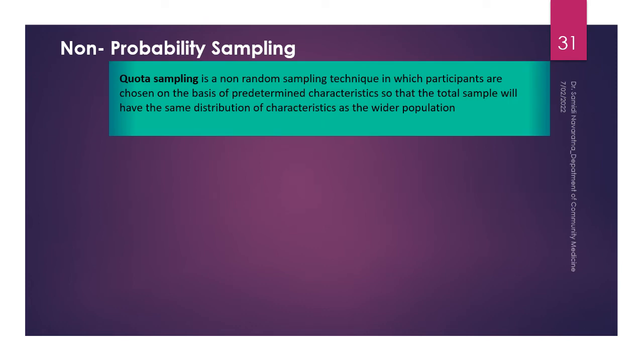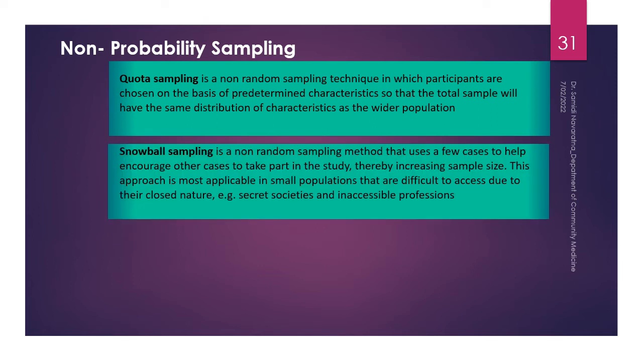Quota sampling is a non-random sampling technique in which participants are chosen on the basis of predetermined characteristics so that the total sample will have the same distribution of characteristics as the wider population. Snowball sampling is a non-random sampling method that uses few cases to help encourage other cases to take part in the study, thereby increasing sample size. This approach is most applicable in small populations that are difficult to access due to their closed nature.